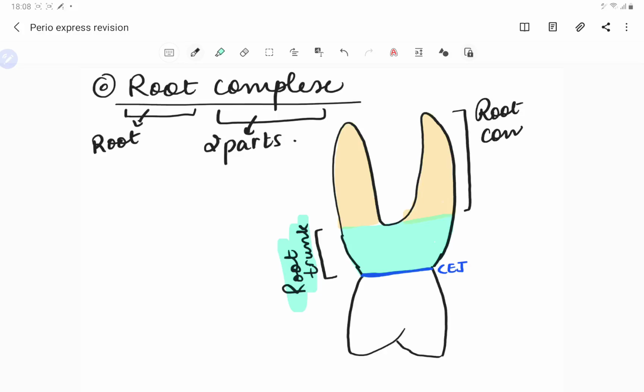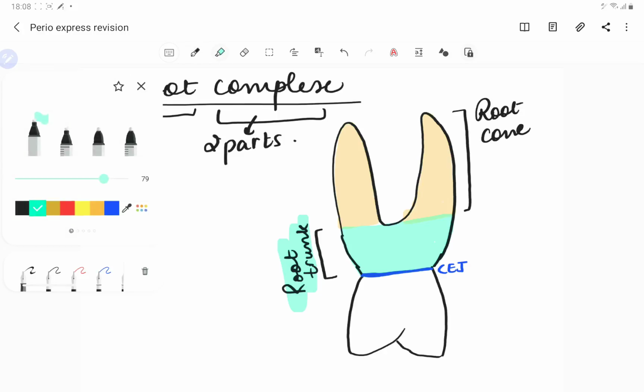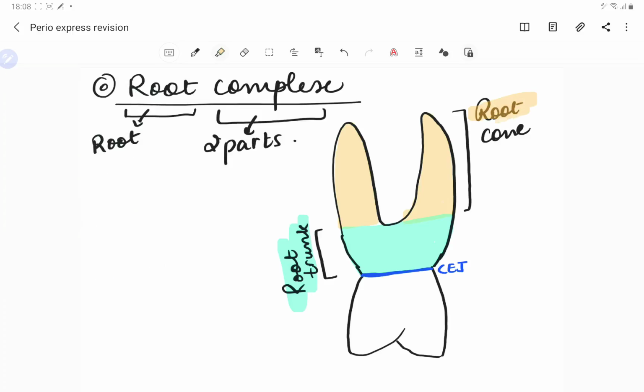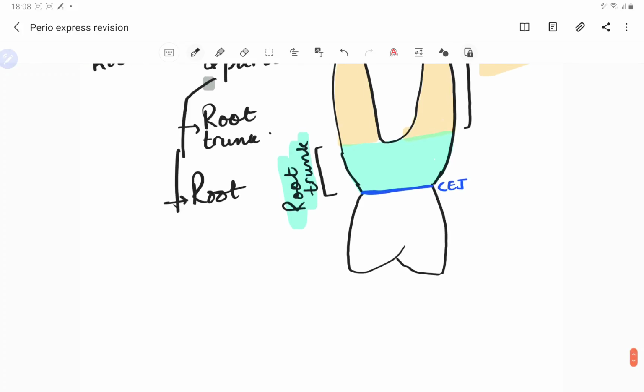So there are two parts to the complex, and we know that complex means there are certain parts to it, right? So this is a complex, that means it consists of two parts. One is our root trunk, and another one is the root cone. The portion which lies apical to the CEJ, the whole of the portion of the root which is apical to the CEJ, we call the root complex, and it is covered with the cementum. So the whole of the root complex is covered with the cementum. Whatever is beneath or apical to the CEJ is our root complex.